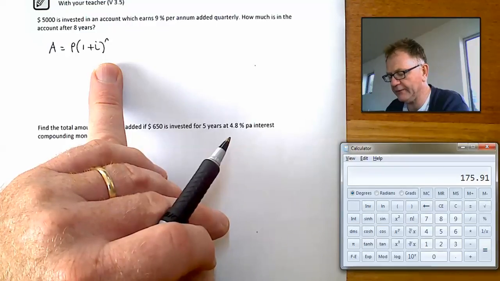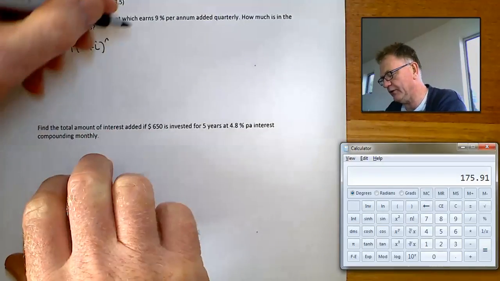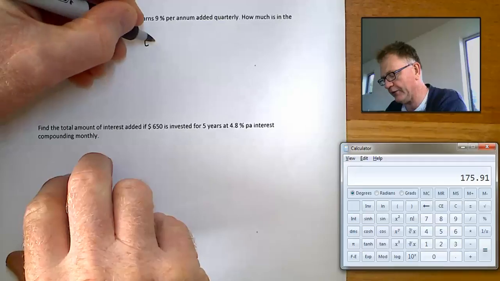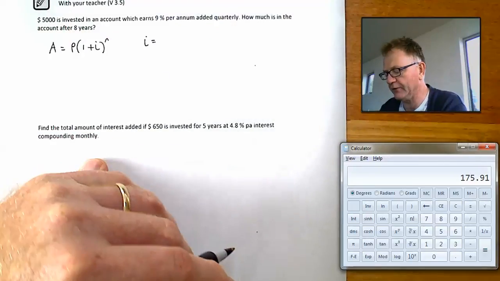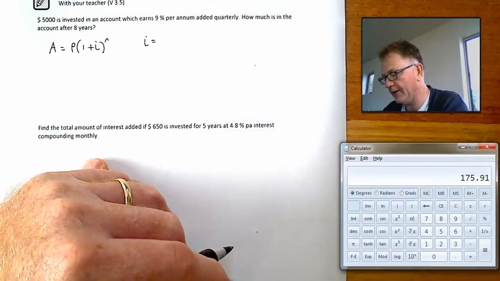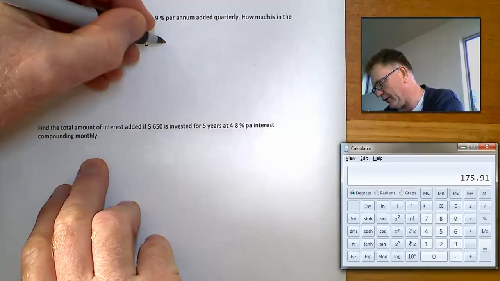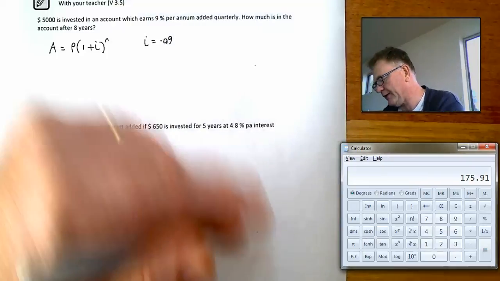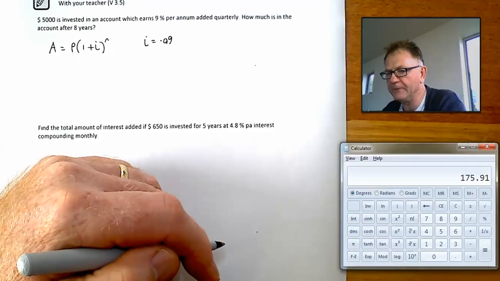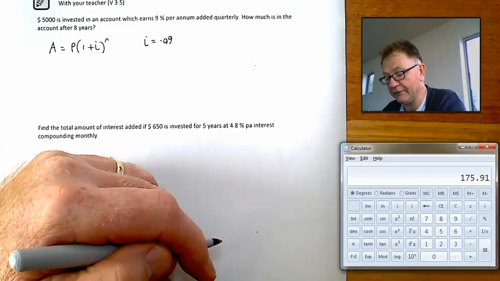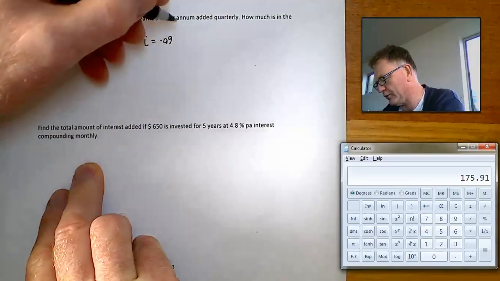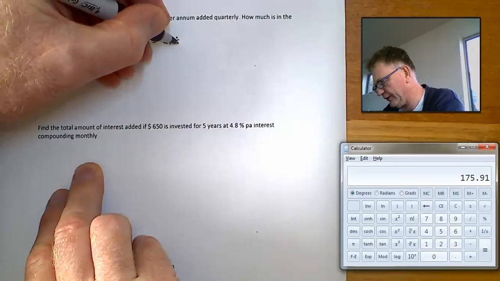interest has been added. It's a good idea when you're using this formula to work out I before you start, the interest rate, because it can be a little bit tricky. We want it as a decimal, so 9% is 0.09, but this interest is added quarterly. They're not going to add 9% to your account every quarter. That's an annual rate. 9% per annum is the annual rate. Each quarter they will add 1/4 of that interest to the investment.